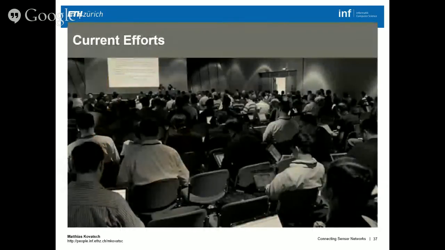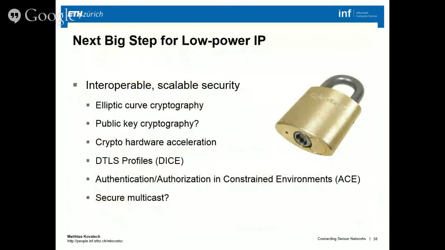I promised it in the abstract. What's going on currently? So the next big step that we need is the security for low power IP. So we need to make sure that it's interoperable. So we now have all this effort that we can communicate at the application layer, but we need to make this secure as well, and we need a scalable concept for that.